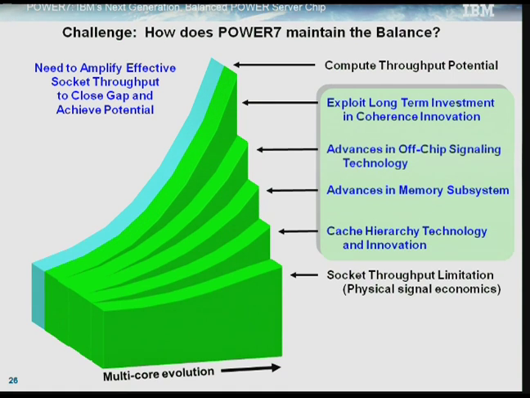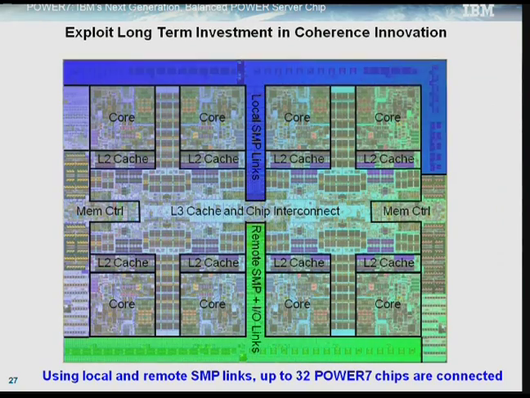Okay, the last major item here that I want to hit is we really had to exploit the long-term multi-generational investment that we have placed into our coherence protocol. It's something we don't talk about a lot of times, but we wanted to really hit it this time because it becomes a key with this inflection point.